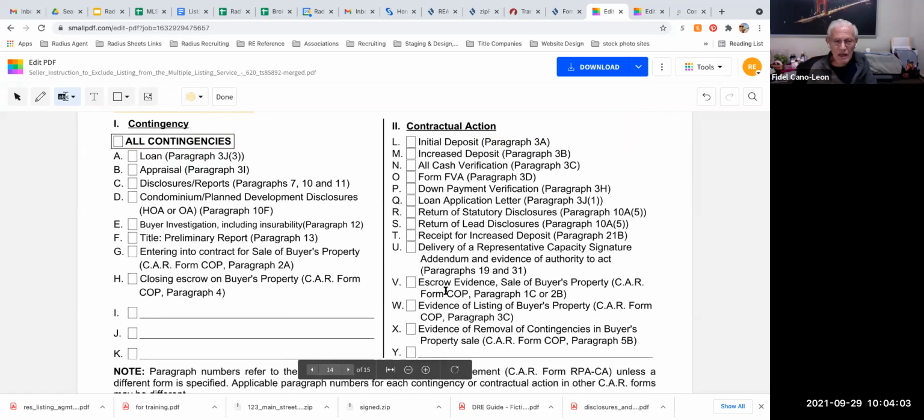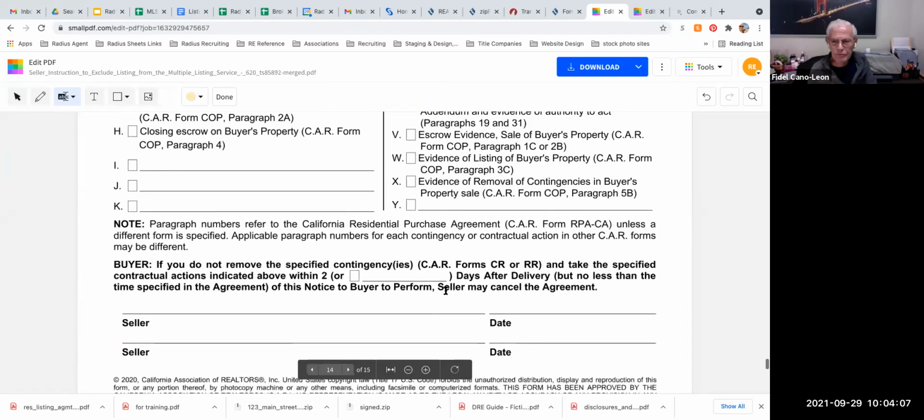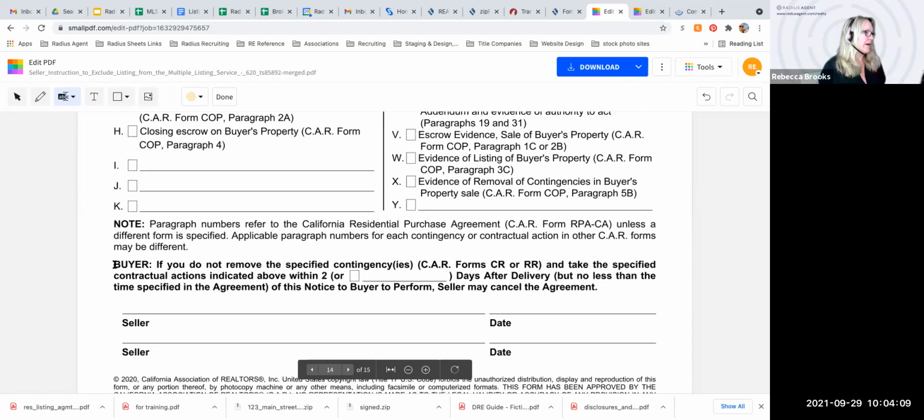Okay. So how much notice ahead of time? Great question. Notice to perform. Yep, excellent question. Right here: buyer, if you do not remove the specified contingencies with the contingency removal or a request for repair and take the specified action within 2 days after delivery, but no less than the time specified in the agreement of this notice to perform, seller may cancel the agreement. Okay, so 2 days. It's a 2-day notice.